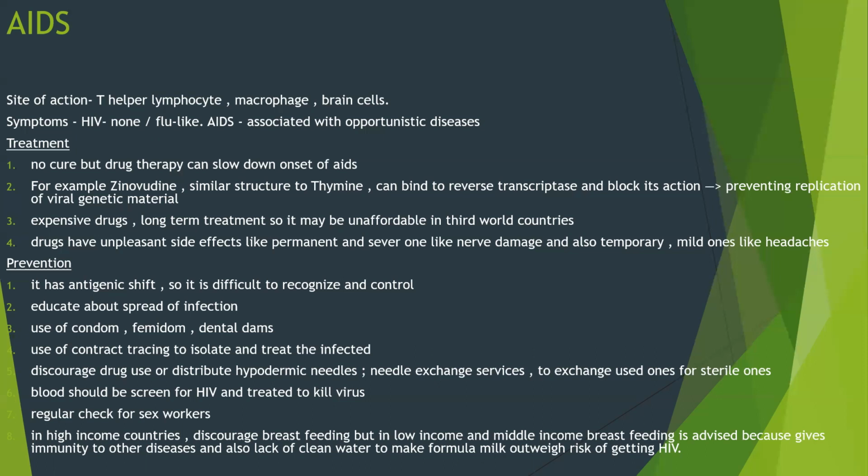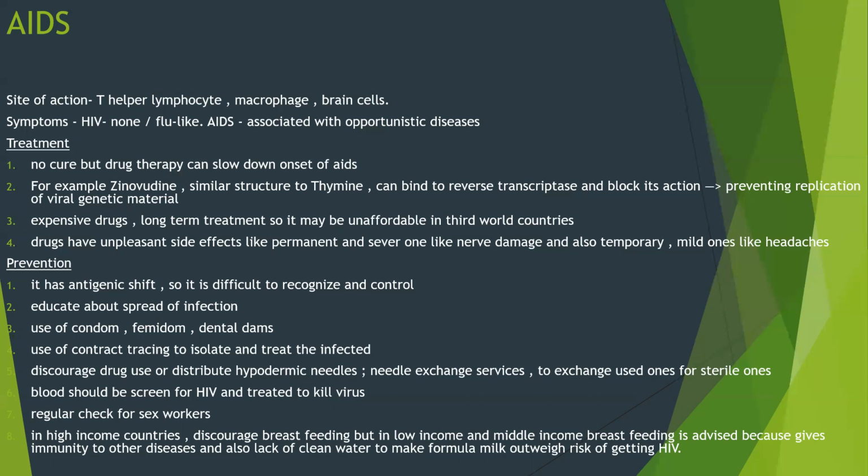So the prevention, it's difficult because it has antigenic shift. So it's difficult to recognize and control. Antigenic shift is when the proteins on the virus's cell surface membrane they change. So it's difficult for the immune system to bind to them and recognize them. You can educate the public or young children about the spread of infection. You could also use condoms, dental dams, which prevent exchange of bodily fluids.